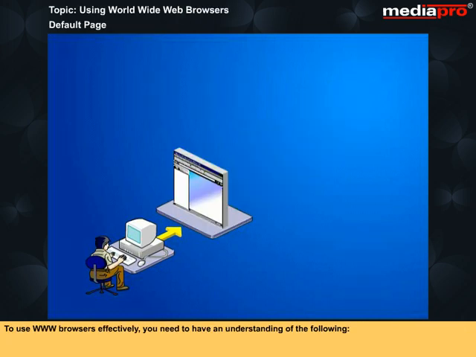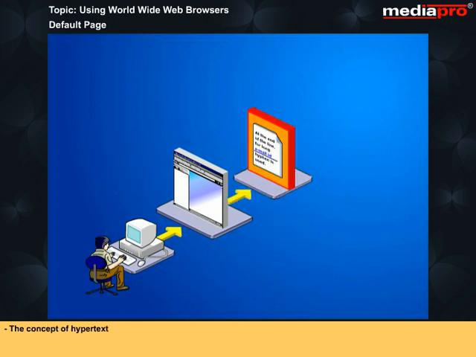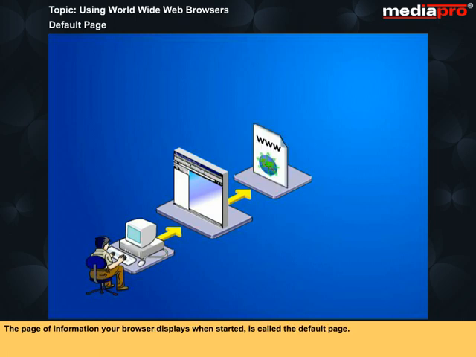To use WWW browsers effectively, you need to have an understanding of the following: a graphical operating system like Windows or Macintosh, the concept of hypertext, and how to use a uniform resource locator, URL. The page of information your browser displays when started is called the default page. This is the page from which you will begin to browse the World Wide Web.